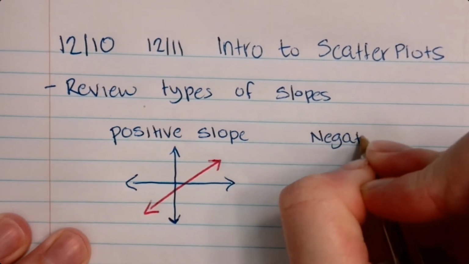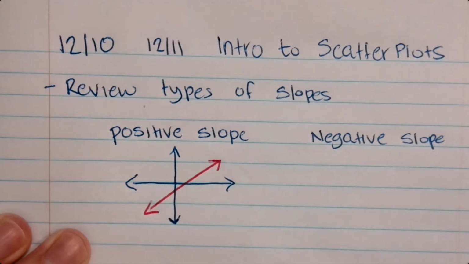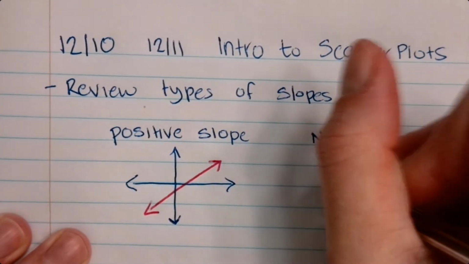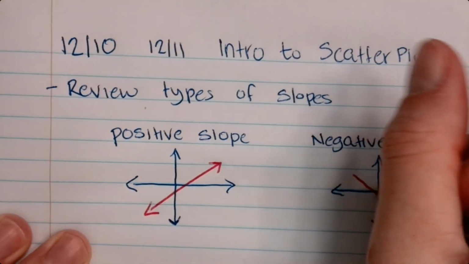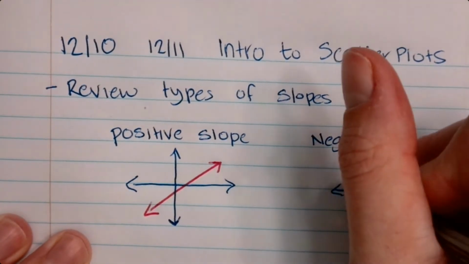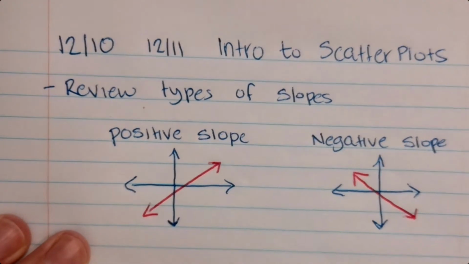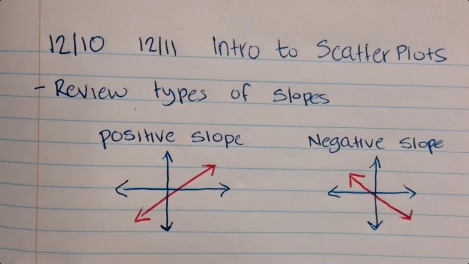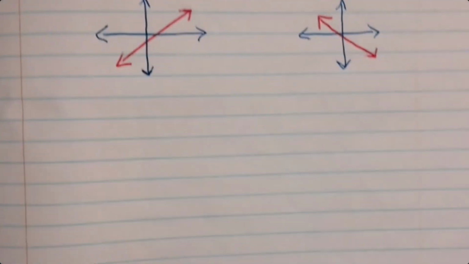is a negative slope. So again, if you have a coordinate plane, a negative slope would go down left to right. So those are the two biggies that we're going to use with scatter plots. All right, so make sure that you have that. And then we are going to go into the actual scatter plots.